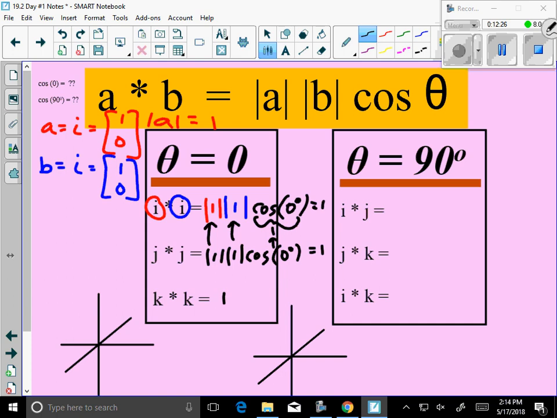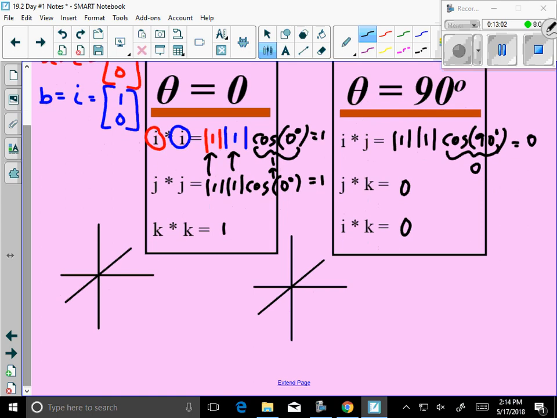What is k times k? It's going to be 1. Well, what if the angle between them is 90? This would be the magnitude of 1 times the magnitude of 1 times the cosine of 90. Now this is 0, so we get 0. What would j times k be? 0. What would i times k be? 0. I times k means 1 unit to the right and 1 unit toward us. That's going to be a 90-degree angle if it comes out of the origin. It'll make a whole lot more sense in a moment.